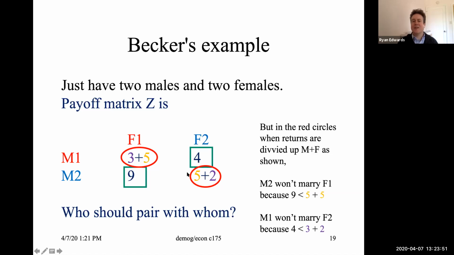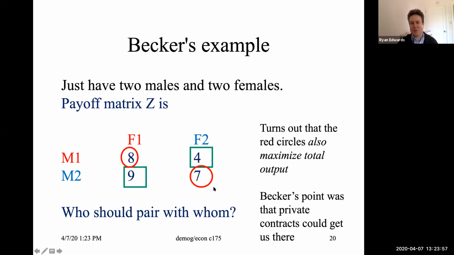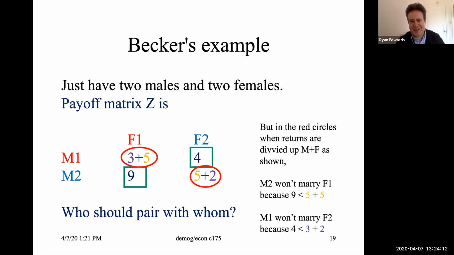I'm jumping around here, and I'll come back and make this clear in a second. What happens if you get into the red circle world is that the total is 8 plus 7, or 15 units. That's a maximum total output. The green square world is 9 plus 4, which is 13. I apologize for how oniony this is. If it makes you cry, that's what onions do.